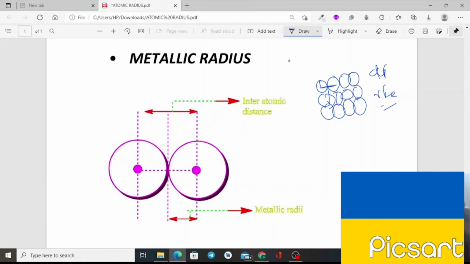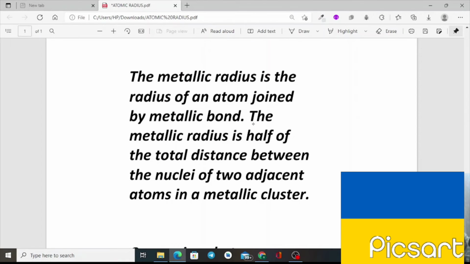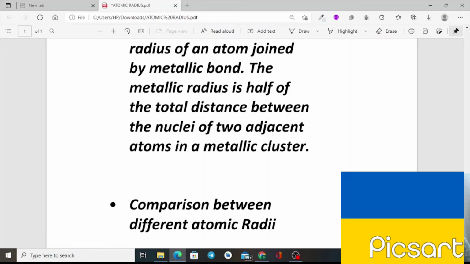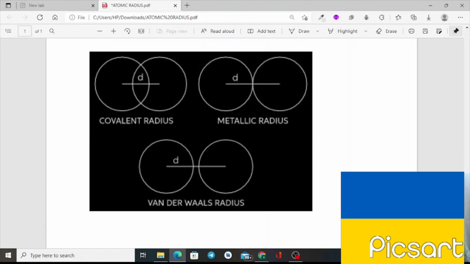So basically what is metallic radius, and in which case will we use it? We will use metallic radius in case of species having the metallic bond. Metallic radius is the radius of an atom joined by metallic bond. The metallic radius is half of the total distance between the nuclei of two adjacent atoms in a metallic cluster. In every case we have to take the average, dividing the internuclear distance by 2, or half of the internuclear distance, but the difference is only the interaction.